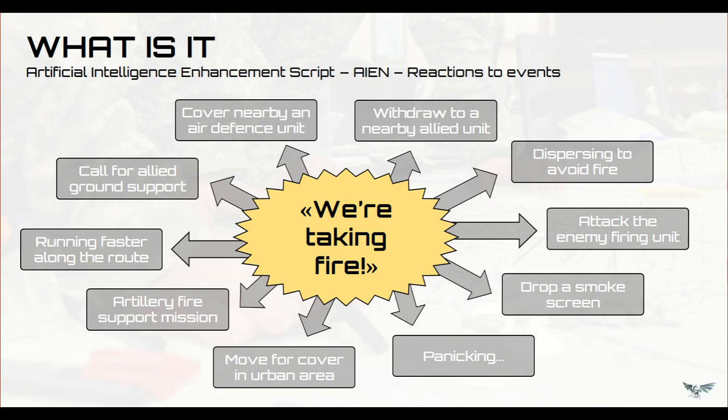This script will add a series of different potential reactions, let's call them as you prefer. Some of them are just to accelerate to go to the destination as fast as possible, or if you are nearby an urban area, the ground group will move to this urbanized area to get cover from buildings. They will try to withdraw to an allied position nearby. They can call allied units for ground support if it's the case. They can disperse if it's okay. They can drop a smoke screen, or they can try to run and attack the firing unit.